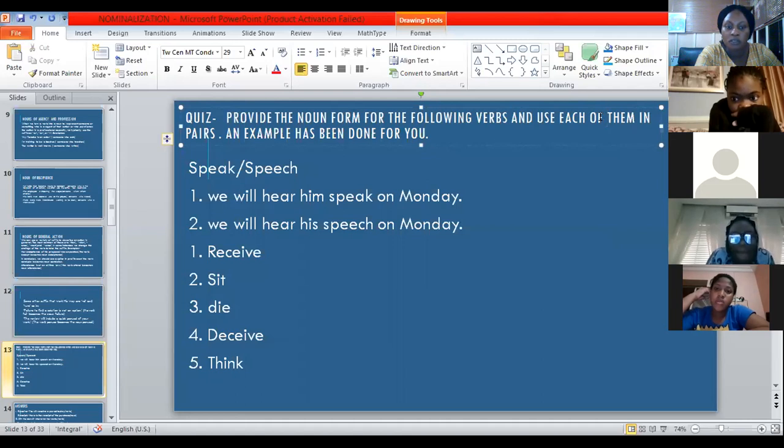Receive happens to be a verb. You will now produce the noun form of it and use each of them in a sentence. Meaning you will use receive, which is a verb, in a sentence correctly. You now produce the noun form, the nominalized form, in another sentence. You have just about 2 minutes for this, so we can move ahead.